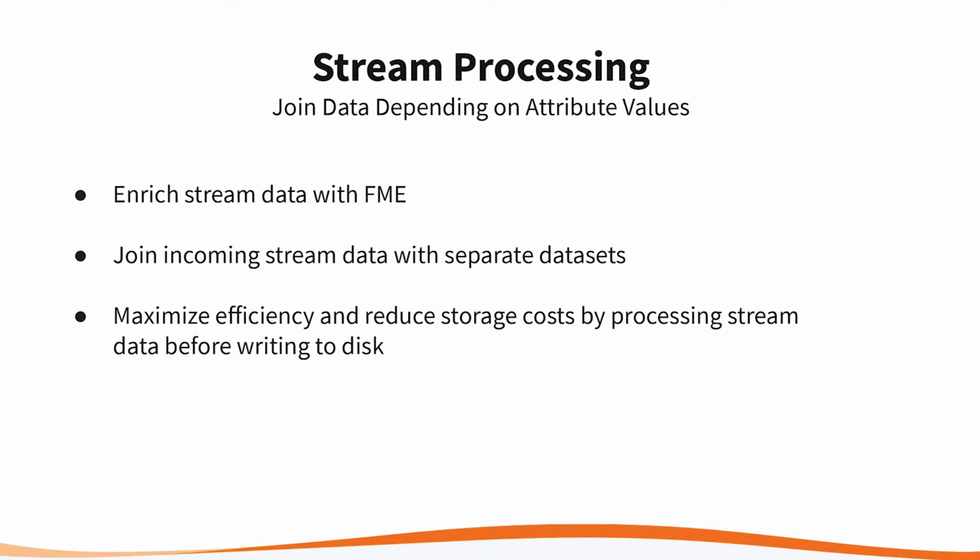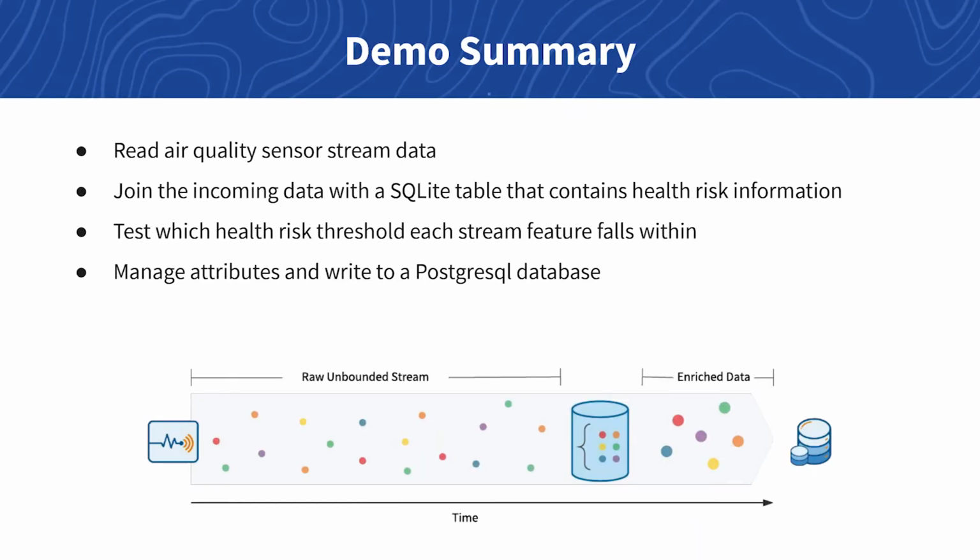Hi everyone, today we'll be taking a look at a common streaming scenario of enhancing incoming stream data by joining it with another dataset before writing to storage. With FME, you can perform transformations on stream data before storing on disk, which greatly improves the efficiency of your workflows. Our workspace is broken into three main sections: reading from the stream, enhancing the data with our database join, and writing the data out.